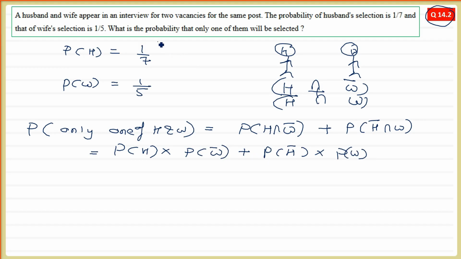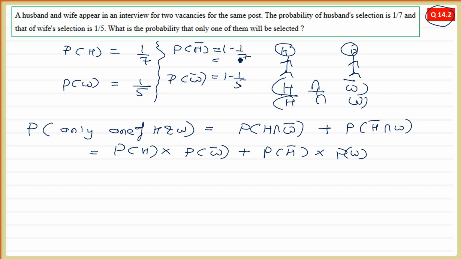So what is PH here? 1 by 7, 1 by 5 is PW. So let's find out PH bar, which is the probability of the husband not getting selected. So 1 minus 1 by 7 will be there. This becomes 6 by 7. And PW bar is simply subtract 1 by 5 from 1. So 1 minus 1 by 5.